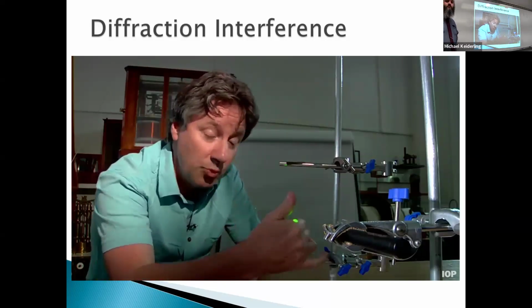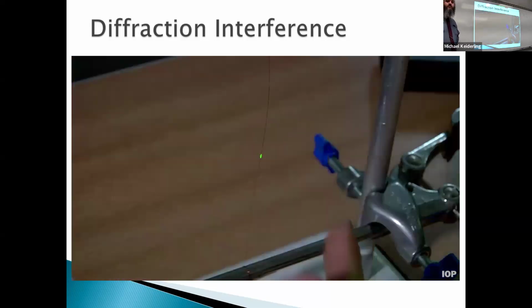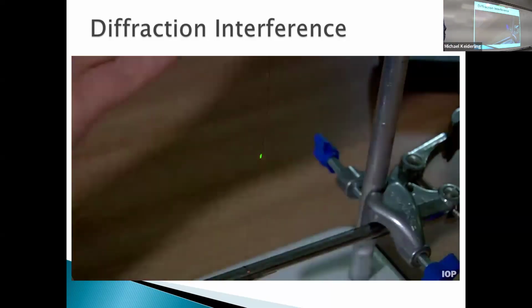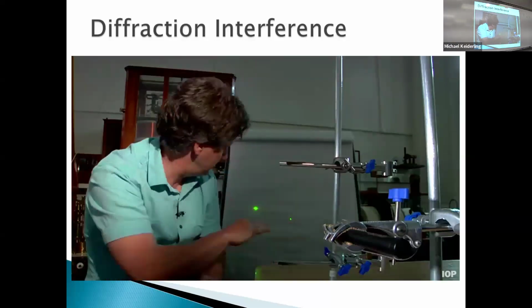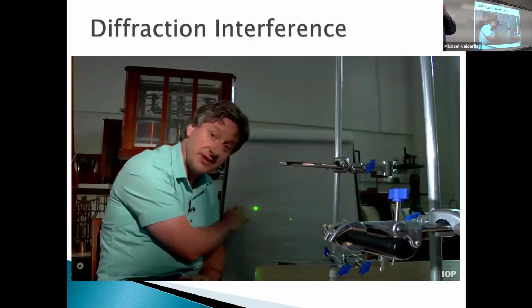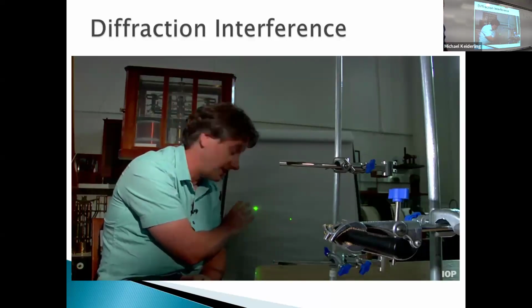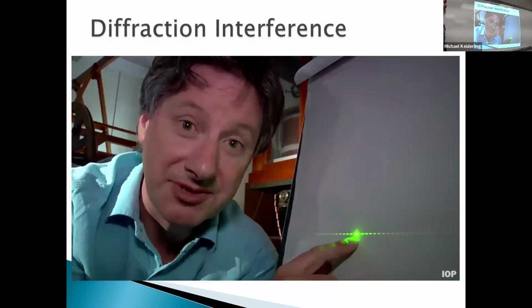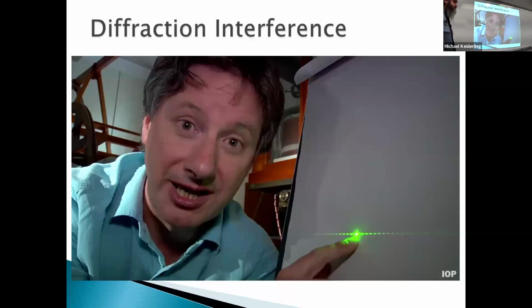Light waves which have travelled one way around the wire meet up with light waves which have travelled the other way around the wire, and they interfere with each other in the region between the wire and the screen. So let's take a look at this pattern in detail. In the centre, we can see there's a bright spot. There is no dark line.